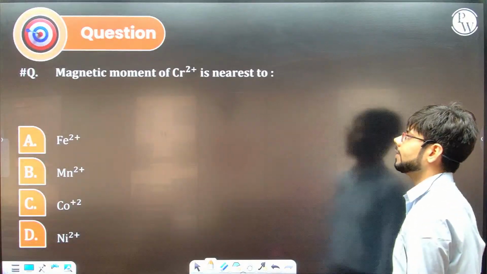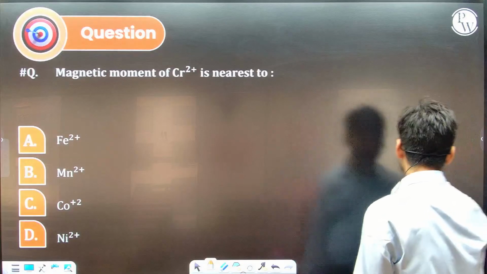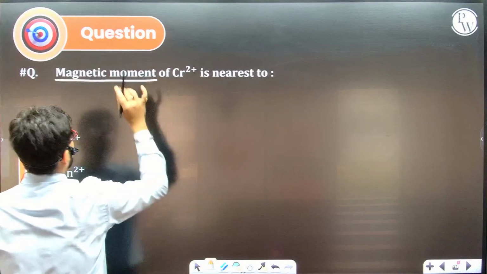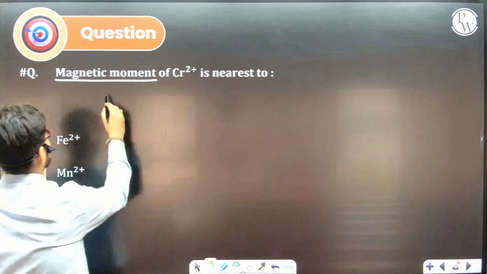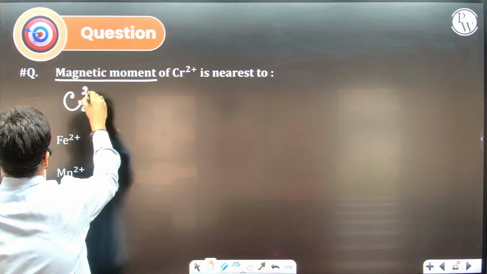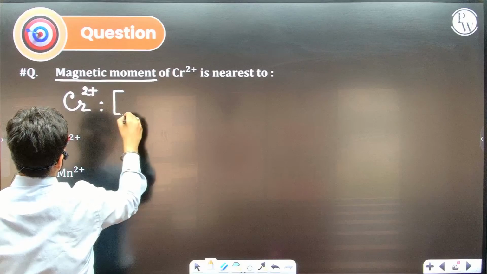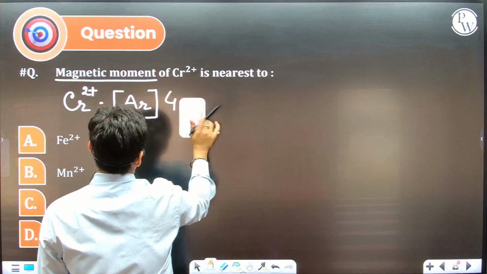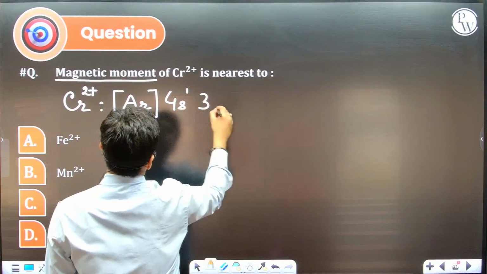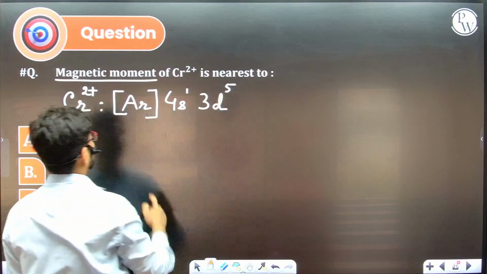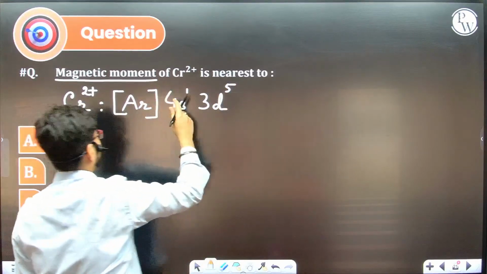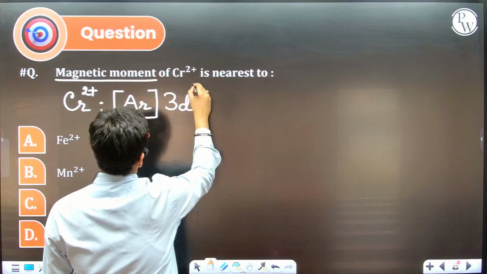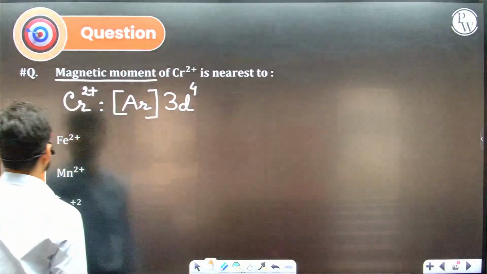Magnetic moment of Cr2 plus is nearest to. Okay. Now let's see. Magnetic moment depends on the number of unpaired electrons. Cr2 plus has how many unpaired electrons? So let's write down the electronic configuration. This is the electronic configuration of chromium, but it is Cr2 plus, which means I have to remove 2 electrons. I'll remove, and then I'll get this. This is Cr2 plus, right?